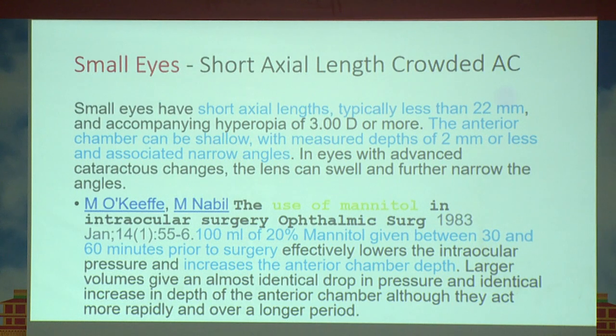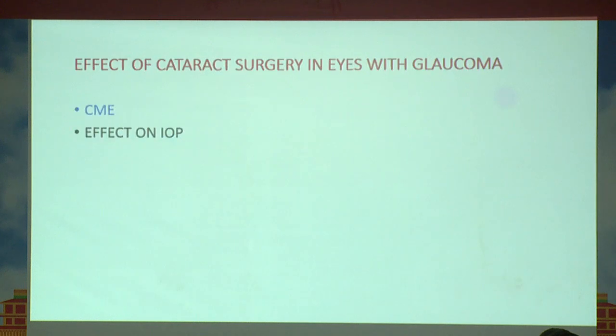In small eyes, use of 100 ml of 20% mannitol given half an hour to 1 hour prior to surgery effectively lowers intraocular pressure and increases anterior chamber depth. So it will be a good idea to give mannitol in these cases.